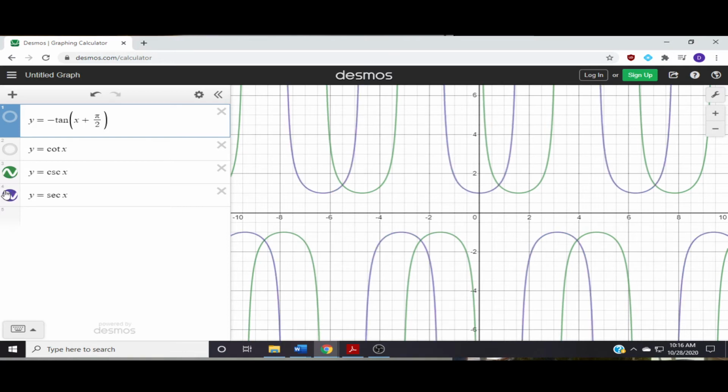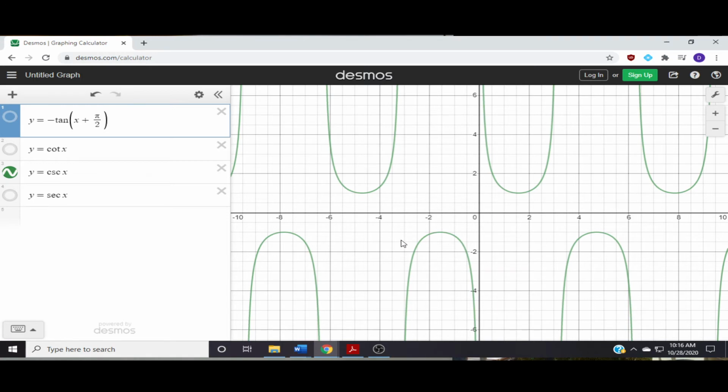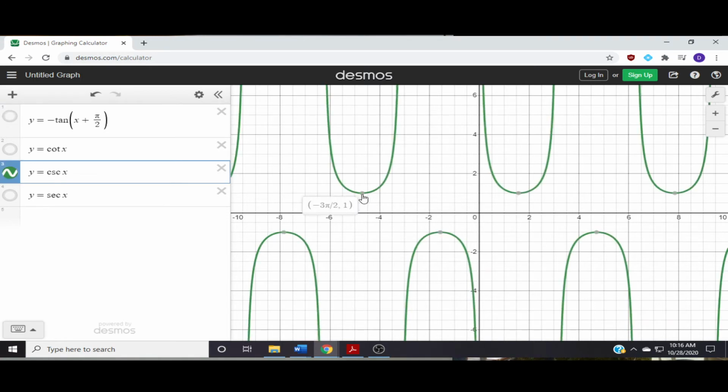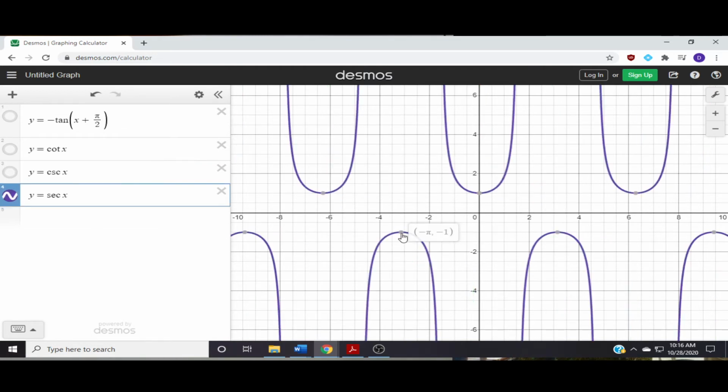Cosecant and secant are also translations of each other, but as you can see, cosecant is going to be rooted at 3 pi over 2, pi over 2, but its asymptotes are 0, pi. Secant, again, will follow cosine, so its asymptotes will be at pi over 2. Okay? Simply put, that's how you would look at it.